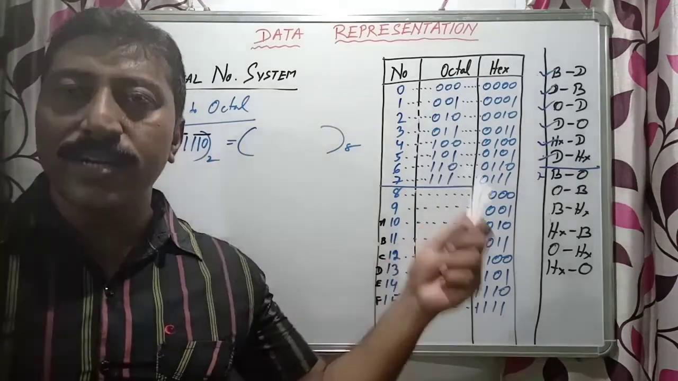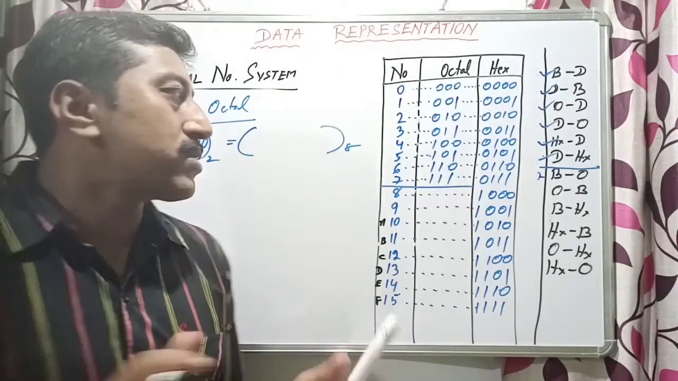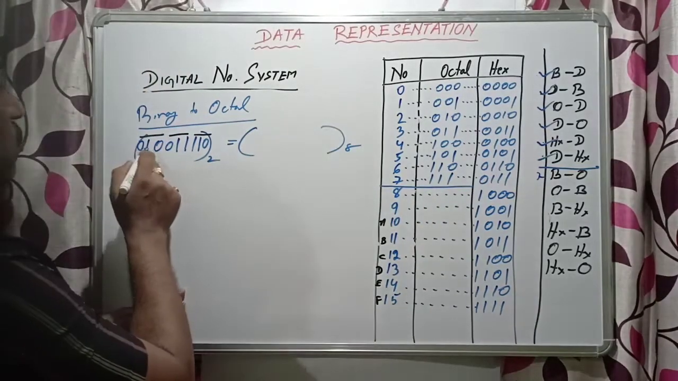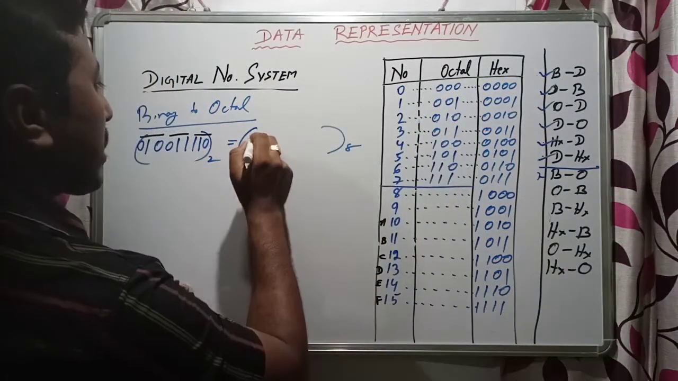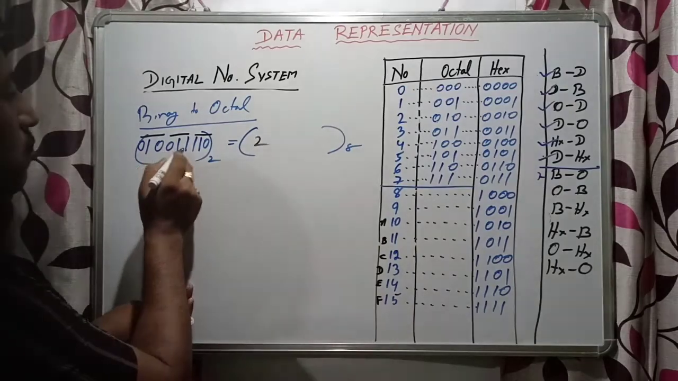Now see the table and just put the numbers. The first one is 010. What is 010? 010 means it is 2. So we'll write 2 here. Next is 011.